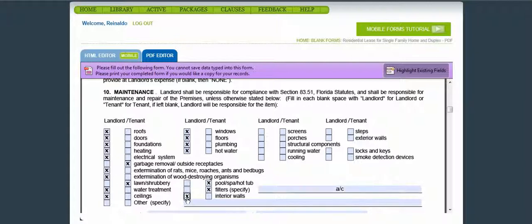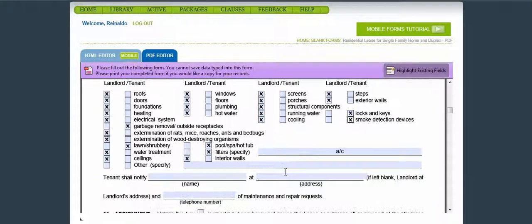Interior walls, the landlord does that. Screens, landlord. Porches, landlord. Structural components, landlord. Running water and cooling. Steps, exterior walls is the landlord. Locks and keys, tenant. Smoke detection devices, normally is the tenant.